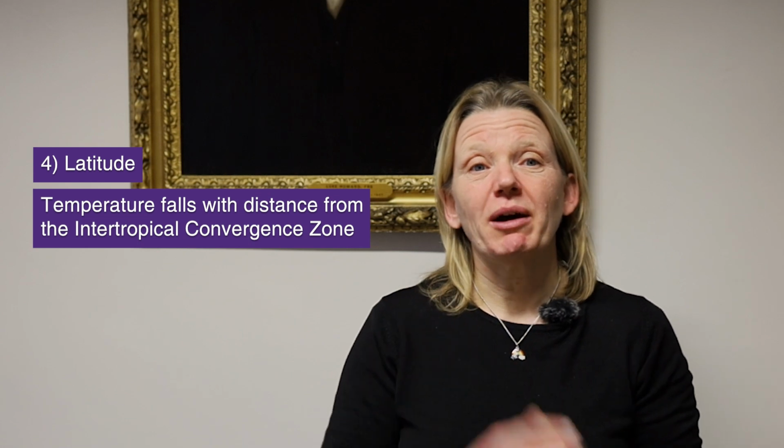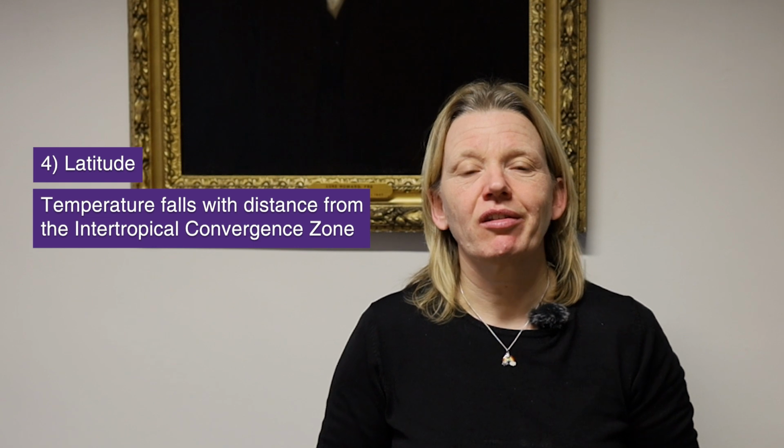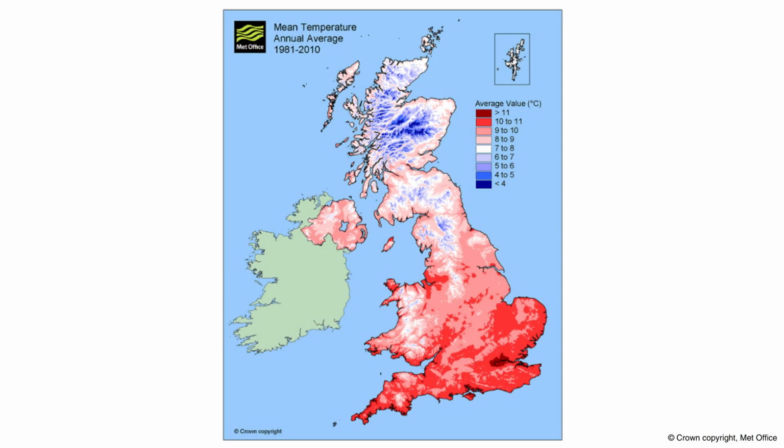The UK lies between about 50 degrees north in the south of Cornwall to 60 degrees north in the Shetland Islands. So in this temperature map, the annual average temperatures are clearly warmest in the south of the UK and coldest in the north.